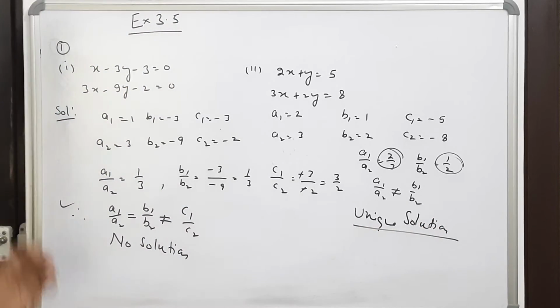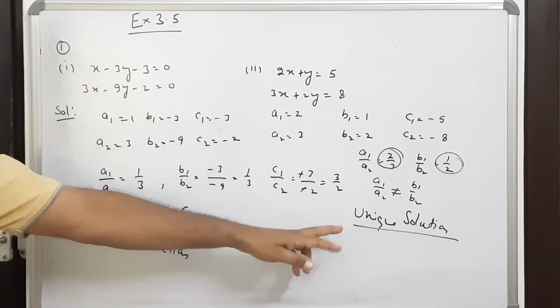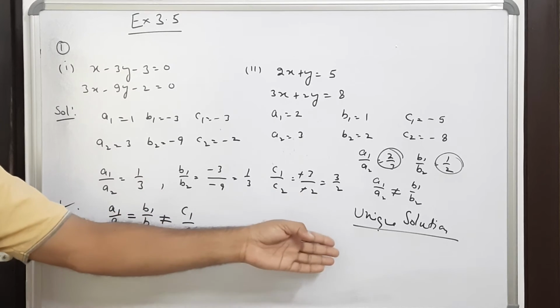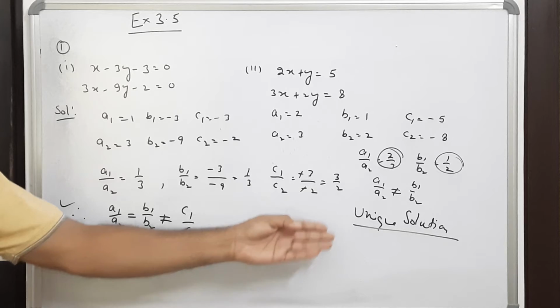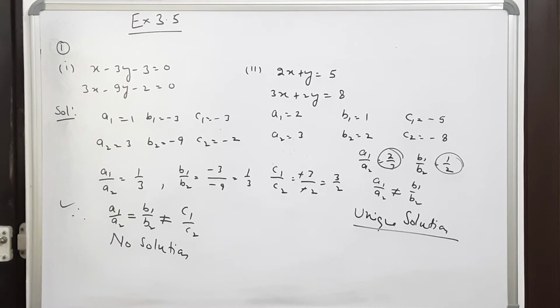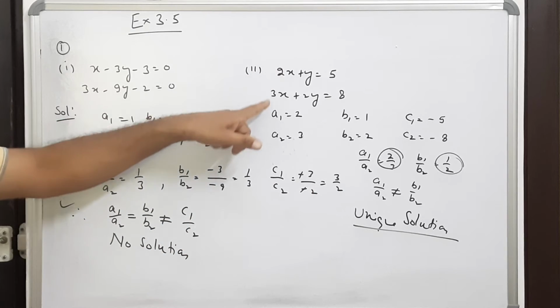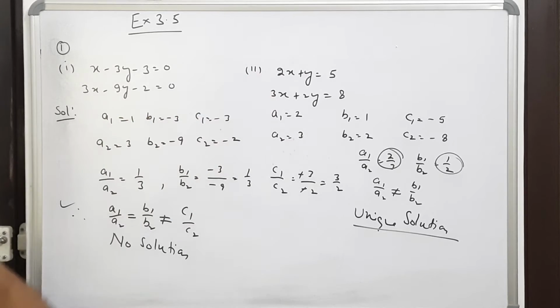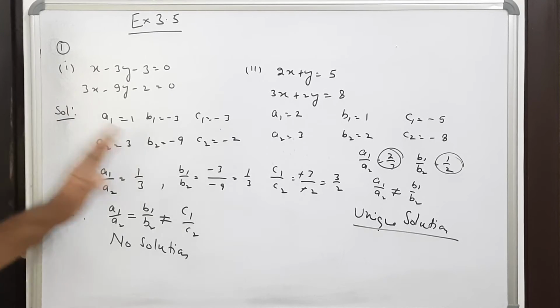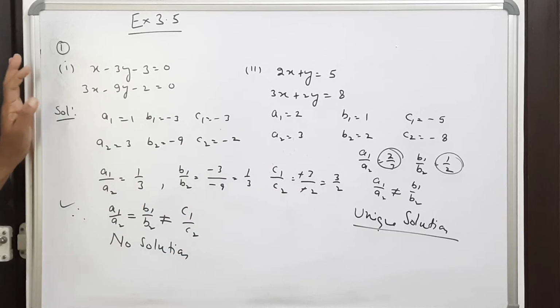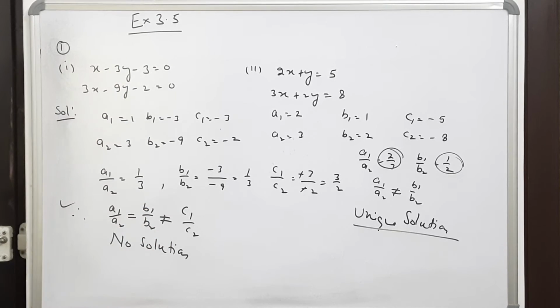Once it is a unique solution, in 3.5 it is given that you have to find it by the cross multiplication method. But as the cross multiplication method is deleted from our syllabus, we can find this by any method. You can solve these by the substitution method or by the elimination method. That is not the part we are discussing here. Here I want to tell you whether it has no solution, unique solution or infinitely many solutions. I am taking the next problem.